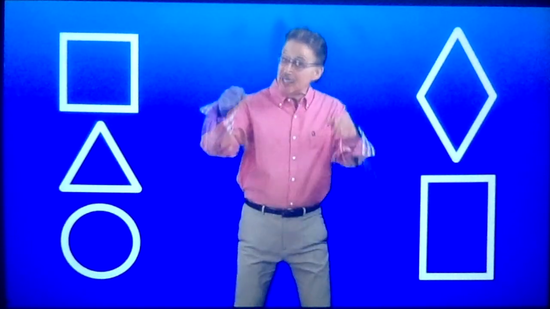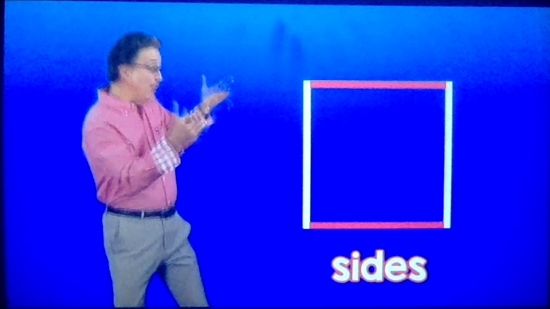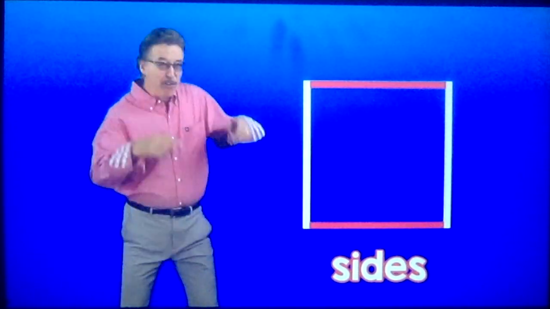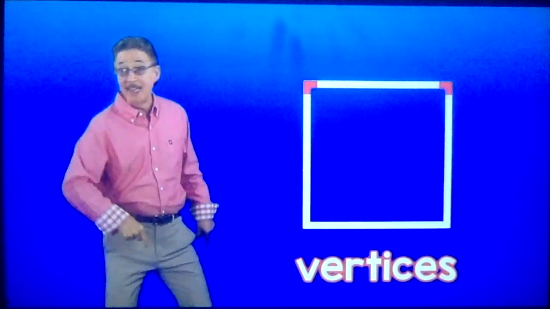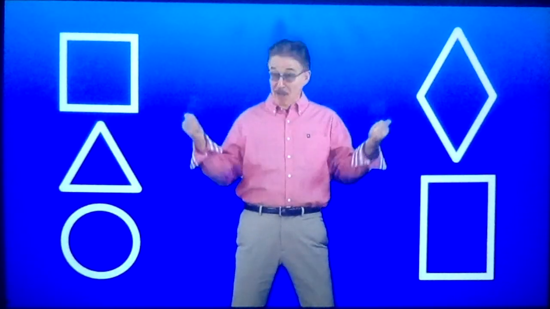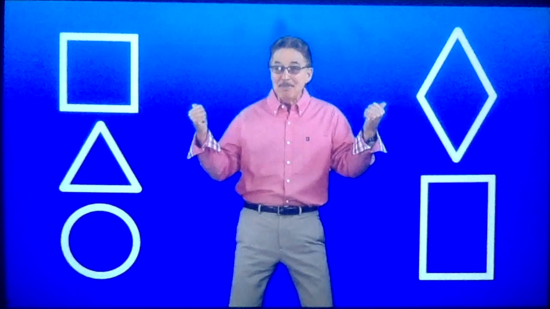2D shapes. 2D shapes. Which ones have sides and vertices? Let's learn today. Sides are the straight lines that form the shape. Vertices are the corners that the two lines make. Let's move and count the sides and vertices of these 2D shapes.